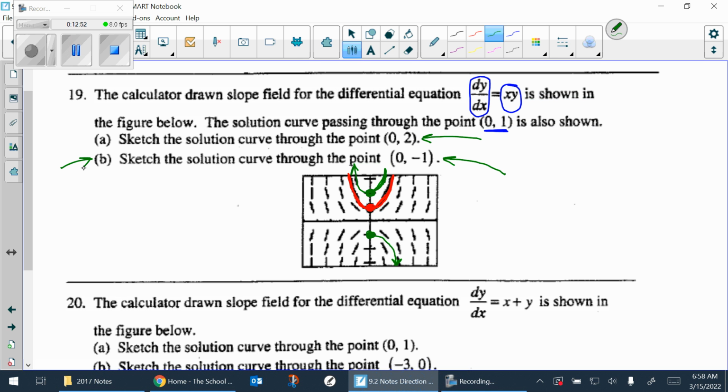But that's how we can sketch a solution. We can't find a solution. That's going to come in section 9.3. We're going to actually find the equations of solutions. But here we can at least graph what the solution would look like by obeying the traffic cones that are set up by these direction fields or slope fields that we're able to draw.